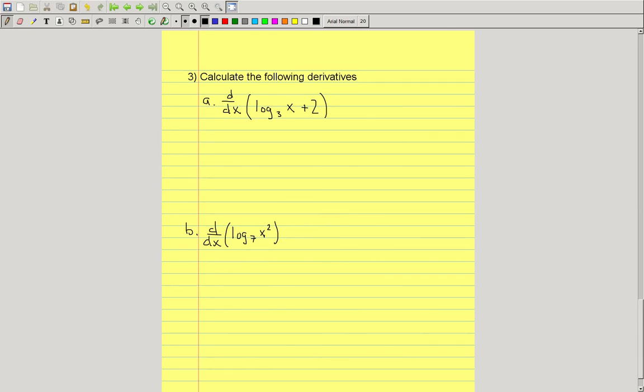Here we have the derivative of the log base 3 of x plus 2, and that is equal to 1 over the natural log of 3 times 1 over x. And then plus 0 because the derivative of a constant is 0. So we are left with 1 over the natural log of 3 times 1 over x.